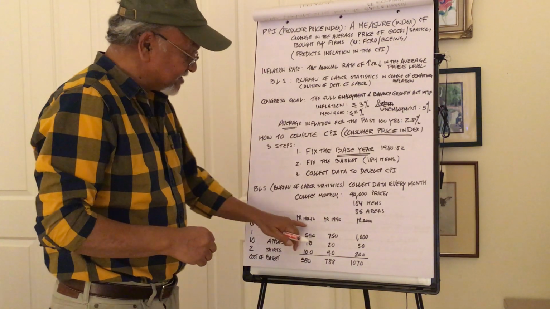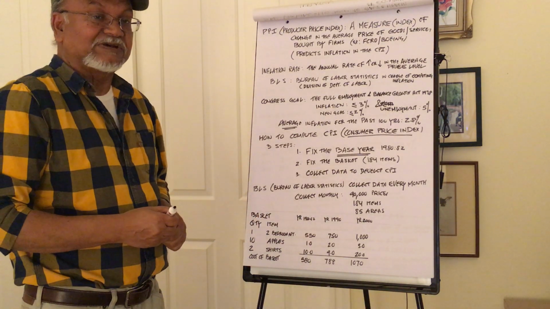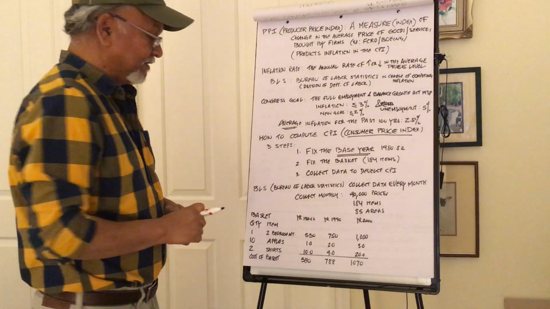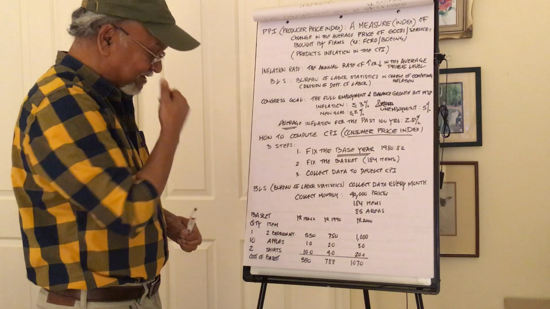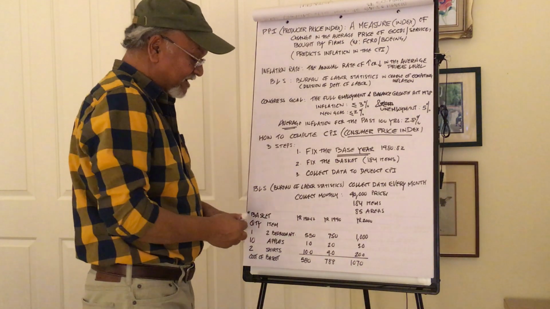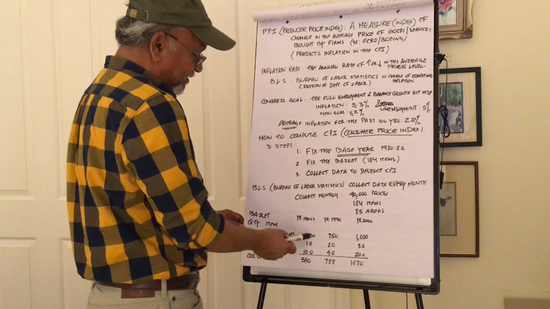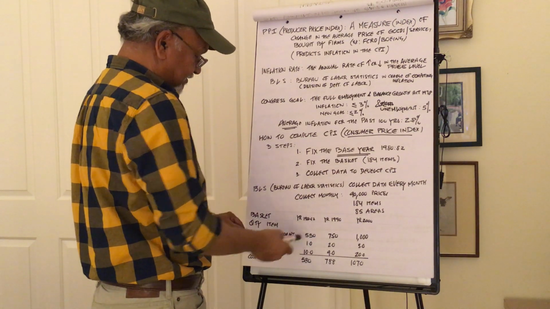And this is the base year. So we're going to see what the price was at the time this CPI was collected. Remember, this is the base year. So in the base year, the two-bedroom apartment rents for $550.